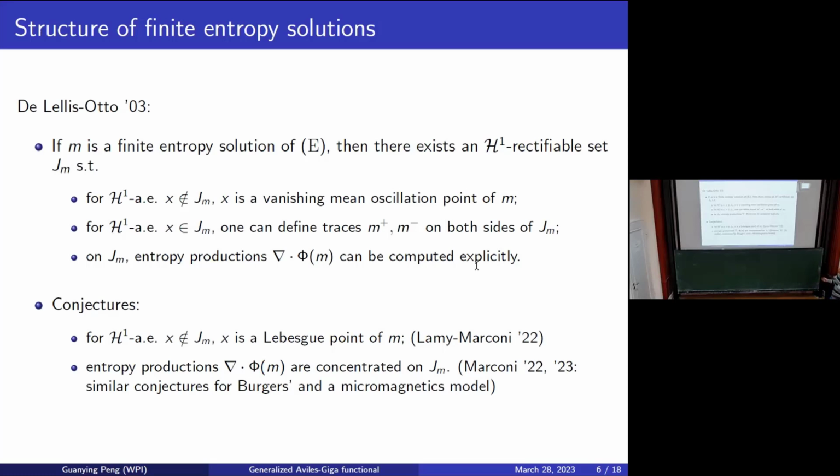Further, although the entropy productions can be computed explicitly on the jump set, away from the jump set the structure is still not very well understood. So the conjecture is indeed that entropy productions are concentrated on the 1D jump set. Along this line, there is recent significant progress by Marconi, who proved similar conjectures for Burgers' equation and also a related micromagnetics model that was first studied by Xavier and Serfaty.